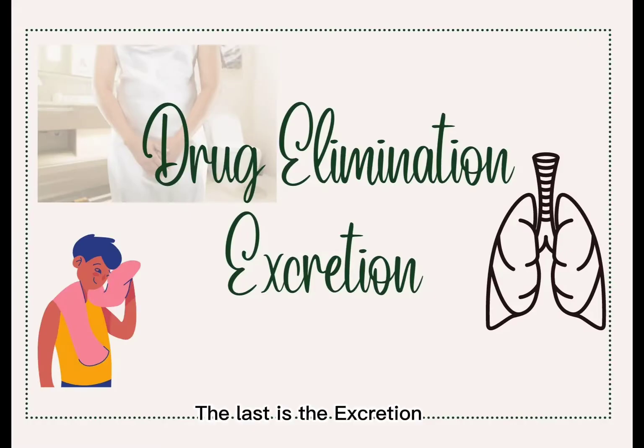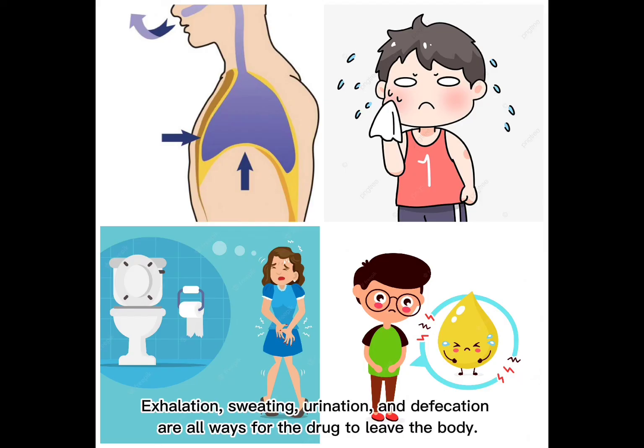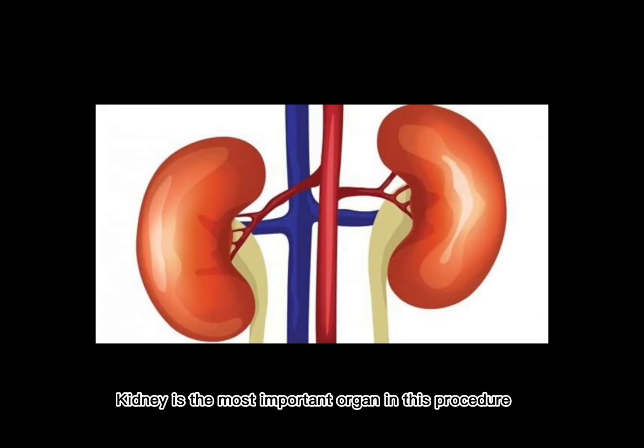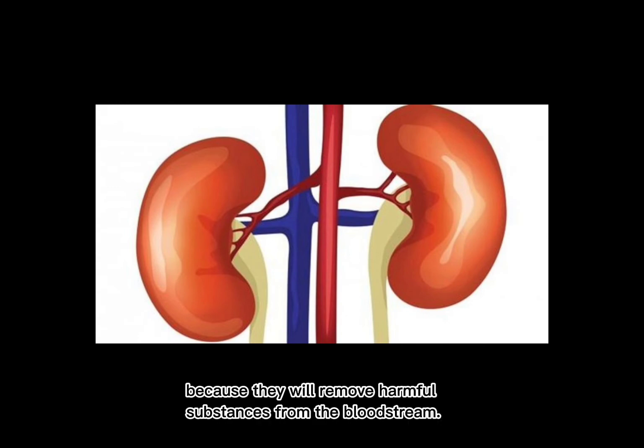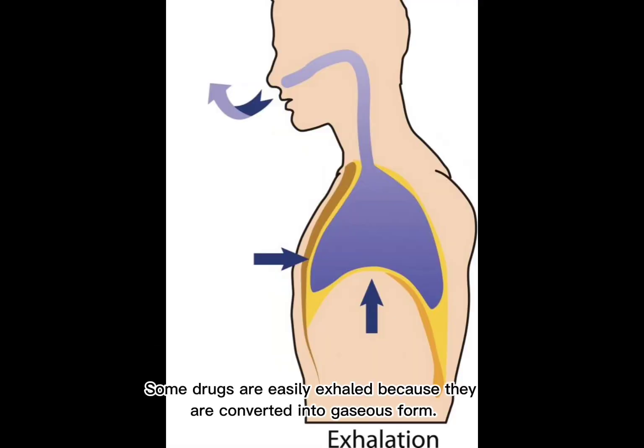The last is the excretion. The drug or its metabolites will eventually leave the body through excretion. Exhalation, sweating, urination, and defecation are all ways for the drug to leave the body. The kidney is the most important organ in this procedure, because it will remove harmful substances from the bloodstream. Some drugs are easily exhaled because they are converted into gaseous form.